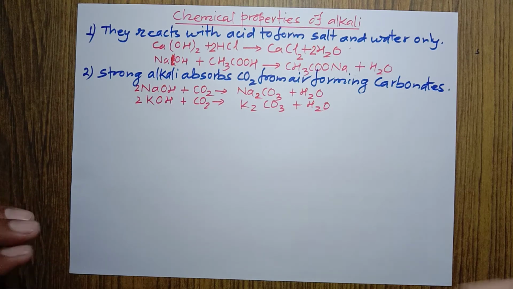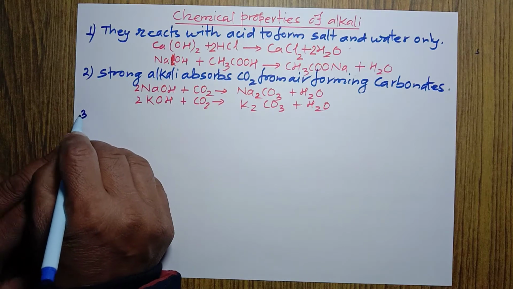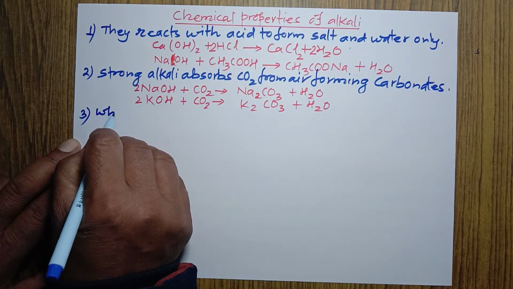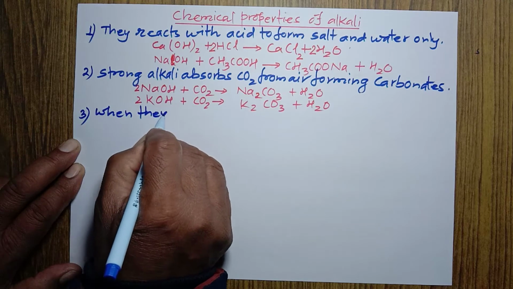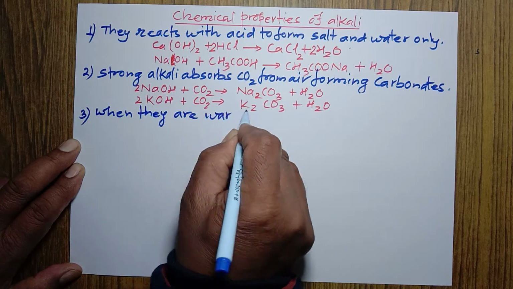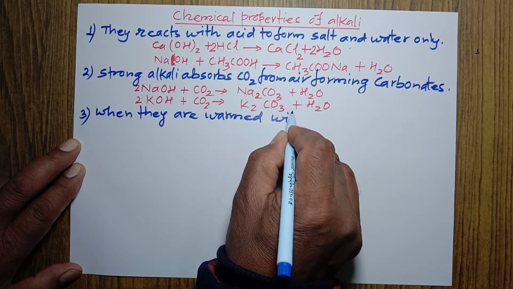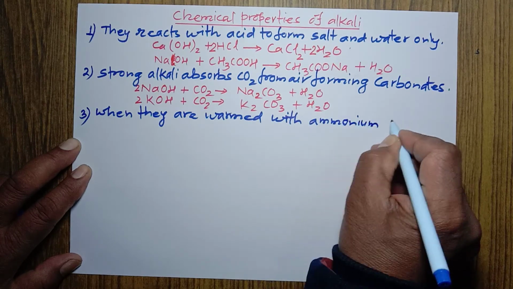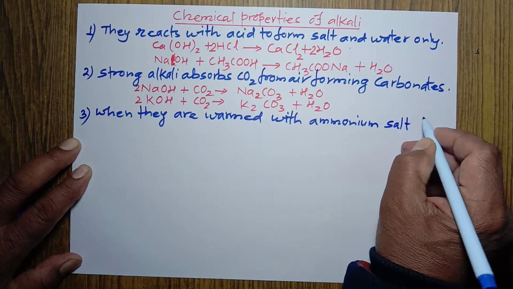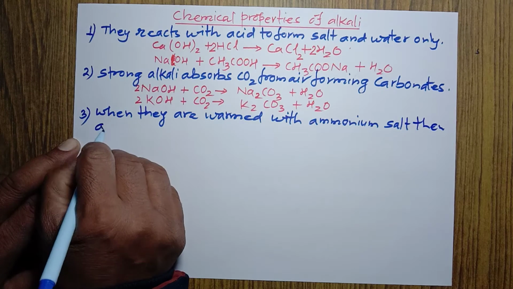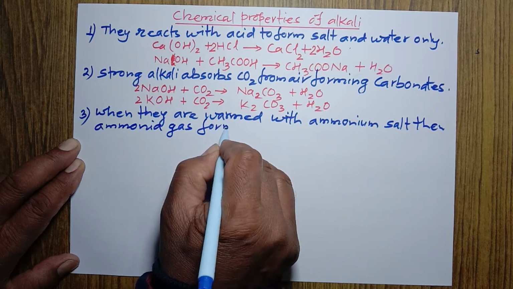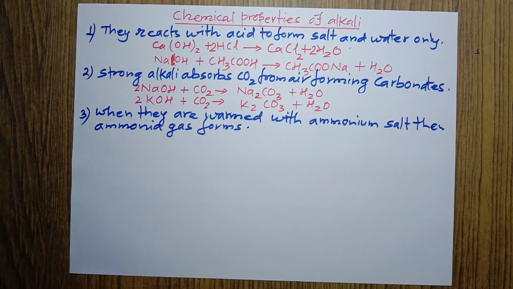Now I want to talk about the third one. Third chemical property, what can we see? When they are warmed with ammonium salt, then ammonia gas forms. We are highlighting ammonia gas only. That's why I am writing that ammonia gas forms. Not only ammonia, salt also forms, water also forms.